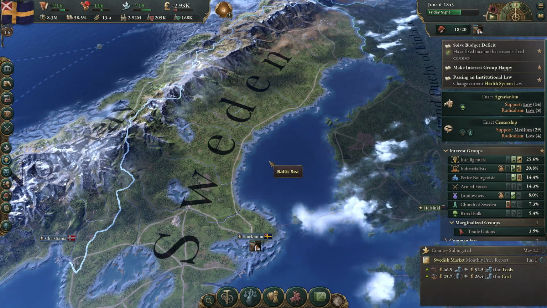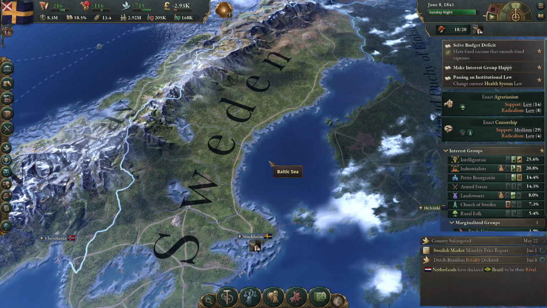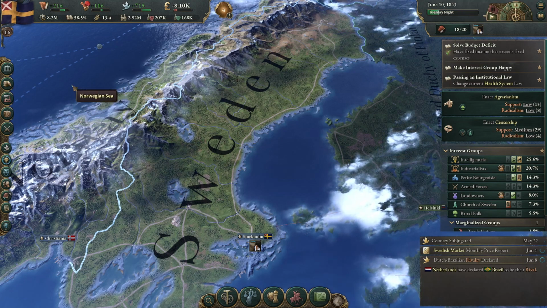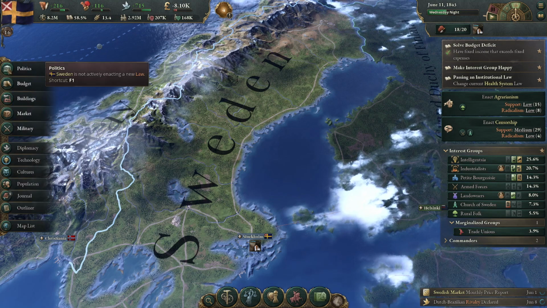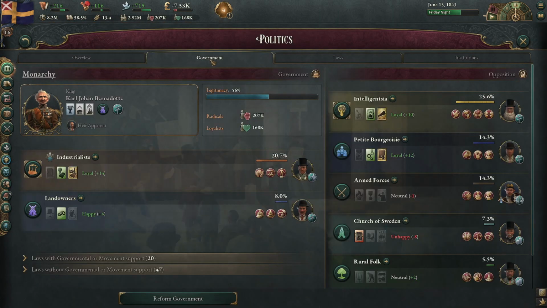Welcome to this series where we are learning Victoria 3 by playing the Sweden tutorial game. In the last part, we shifted the focus towards sorting out our politics. And while it's not perfect, I think it is working.